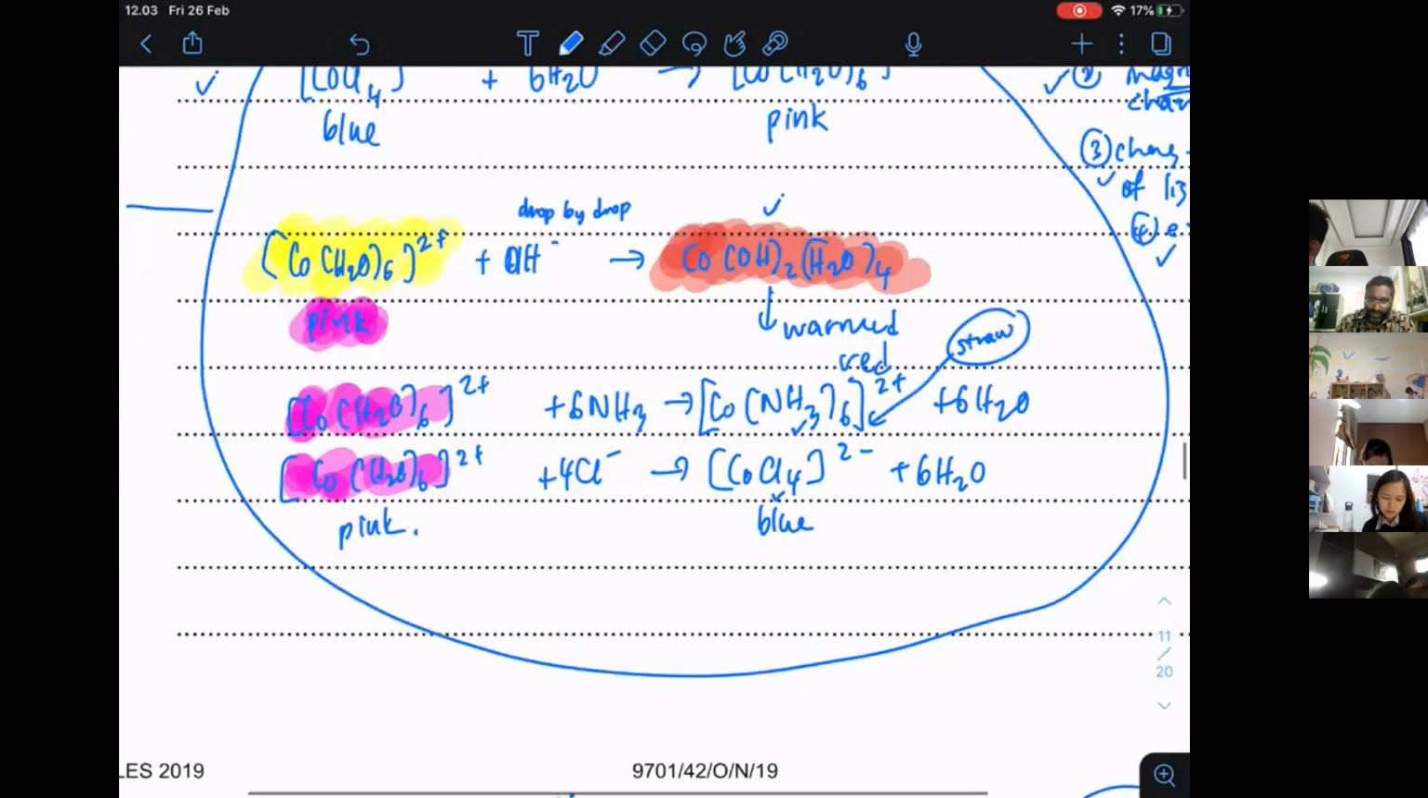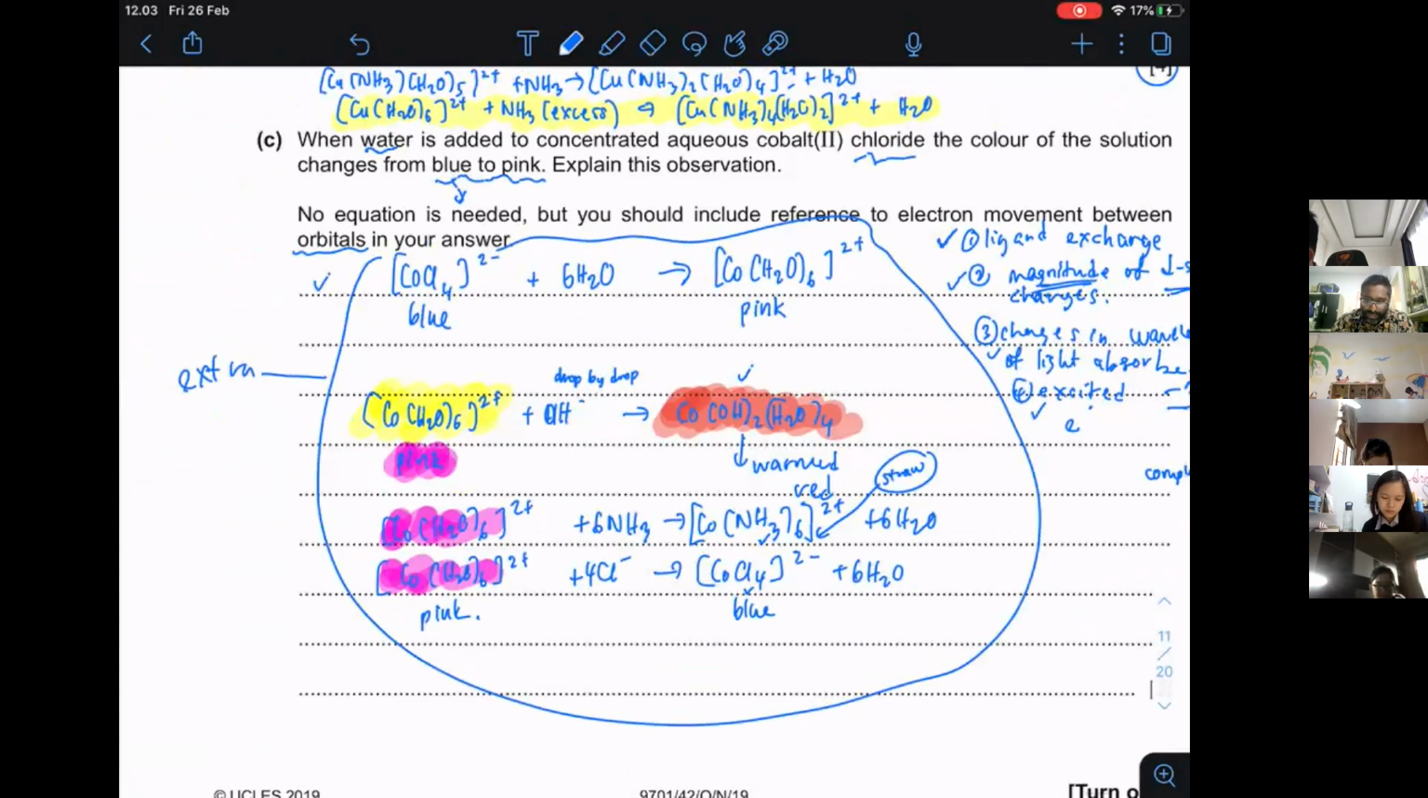But coming back to the question, they say that when I add cobalt to chloride, they are talking about this, which is going to be blue in color. When I add water, I am going to get a pink color solution. So it means that the water is exchanging with the ligand, the Cl. So you are going to get this, which is coming back from here to here, which is going to be the pink color.